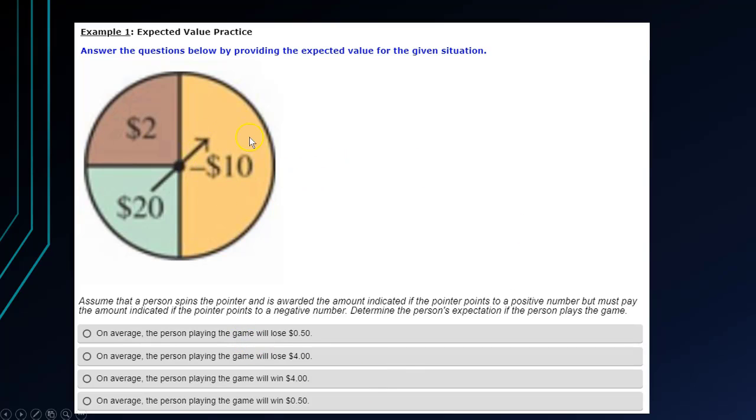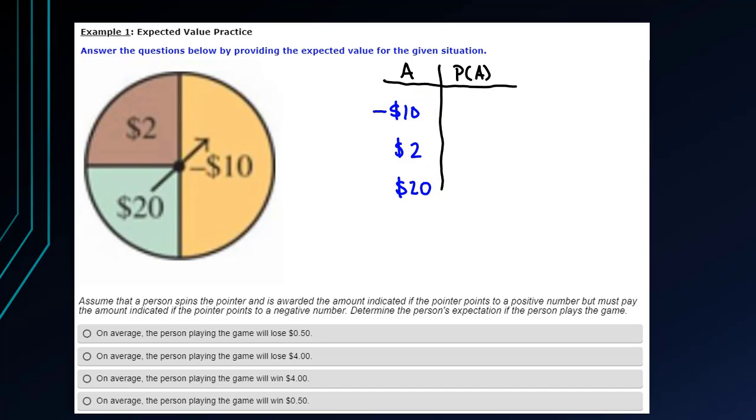Basically, when you look at this, there are 3 outcomes I can have. The outcomes are that this person's going to lose $10, they're going to get $2, or they're going to get $20. These happenings do not all have an equal chance. If I just left it at this and just averaged these three numbers together, that would be me assuming that they all have the same possibility of happening.